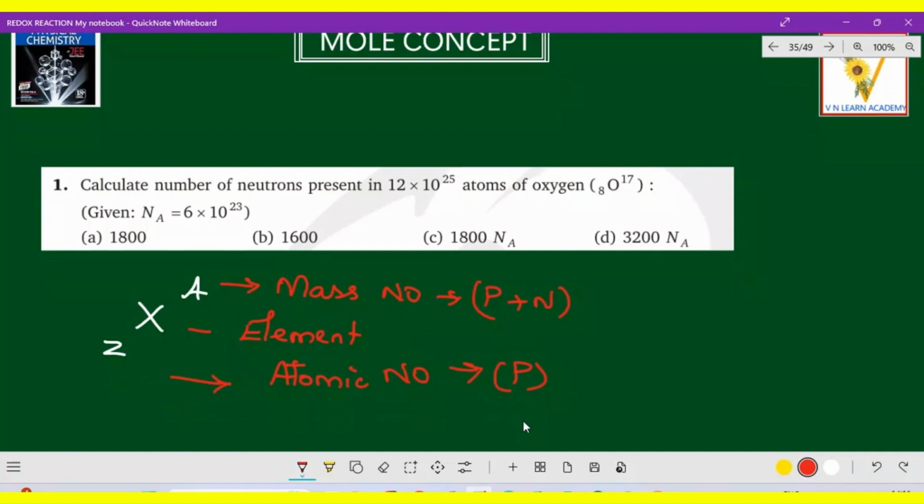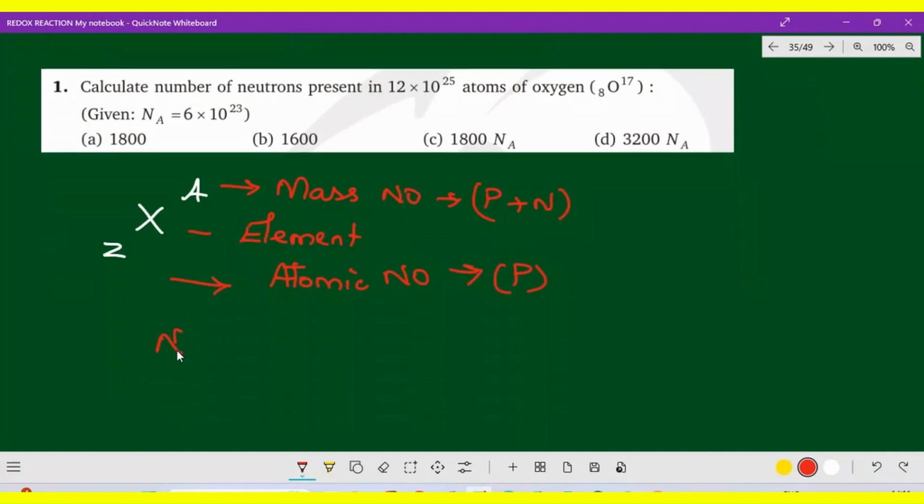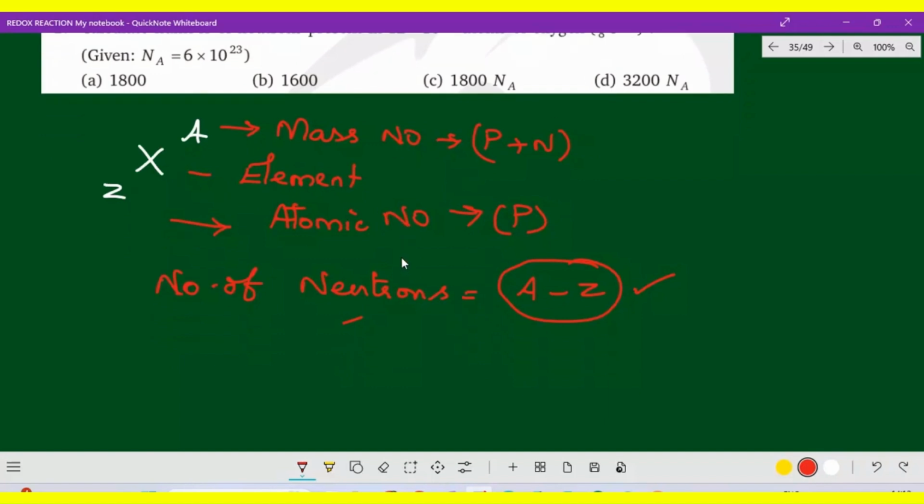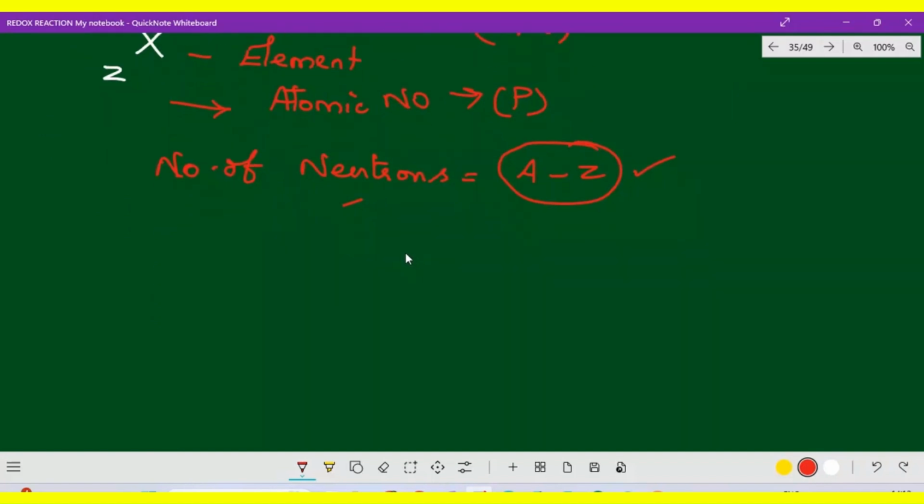Okay, now next one, number of neutrons, how to identify? The number of neutrons is equal to mass number minus atomic number, that is A minus Z. So with these two things you will get the neutrons, right? Now this is very simple, but in the question, the number of neutrons present in 12 into 10 to the power of 25 atoms of oxygen 8, oxygen 17. Come on, this question is really interesting and important also. Let us check here.